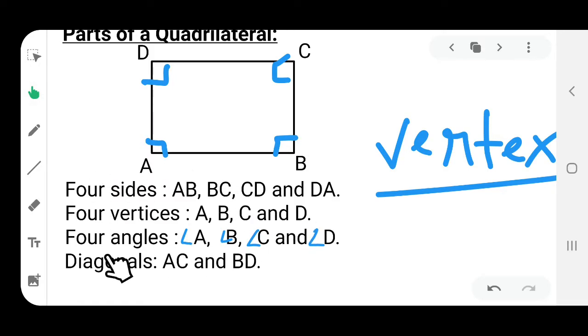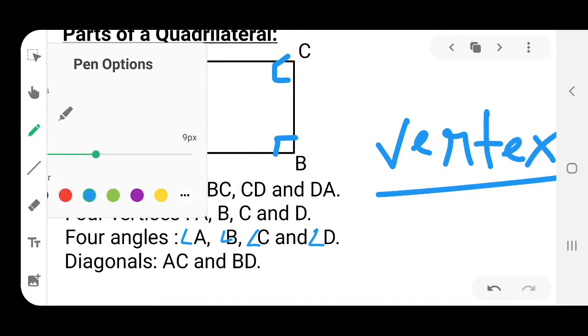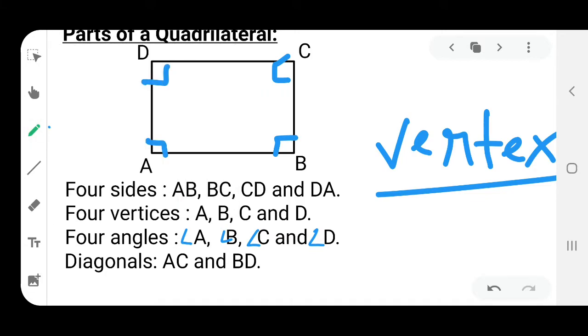And then the last part is the diagonals. What are diagonals? Diagonals means when we join the opposite vertices with each other, we get diagonals. Now let's see here. If A is a vertex, its opposite vertex is C. So let's join A and C. What we got here is called a diagonal. And similarly, if we join D and B, we get another diagonal.